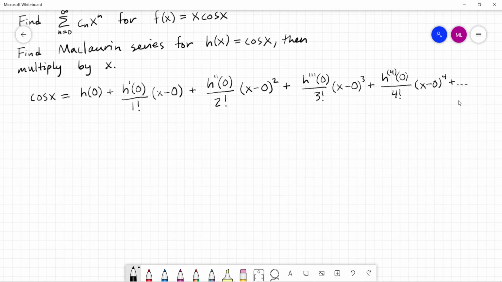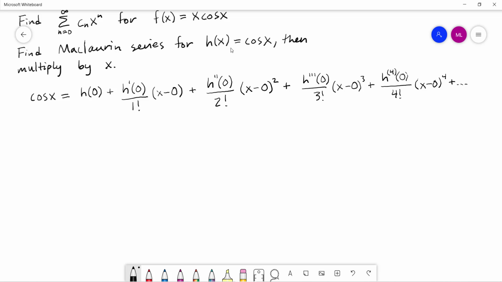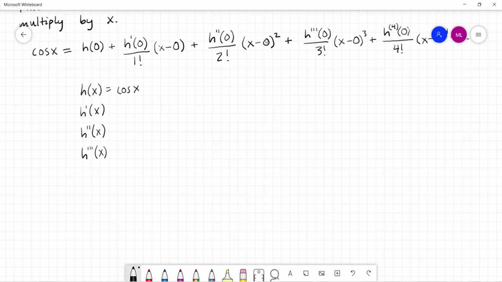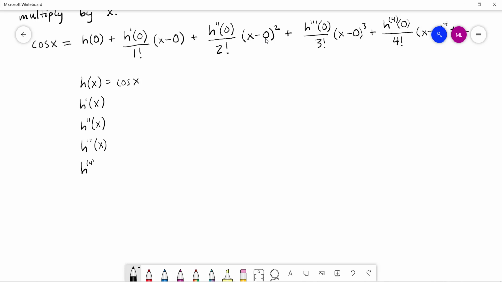So this is what we're doing. We've defined h of x to be cosine of x. That means that we can define our Maclaurin series as follows. So I just need to know what h of x is. What is h prime of x? What is h double prime of x? What is h triple prime of x? And in this case, we're going to go all the way up to the fourth derivative at least. Maybe more after that, but luckily there are some nice patterns.